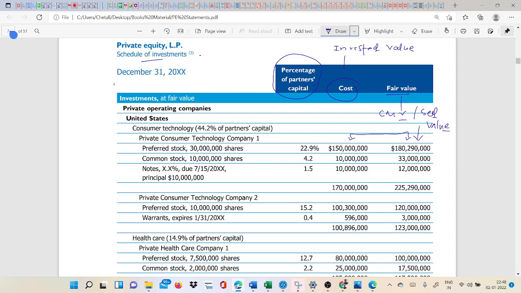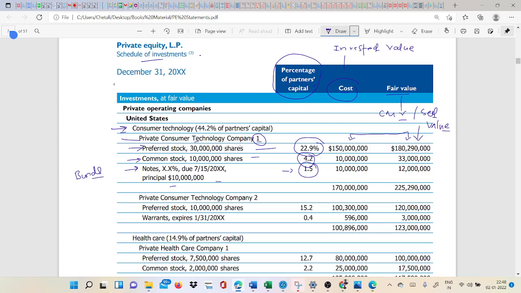See how they are doing the accounting. So the first company is from a consumer technology, right? So company name would be private consumer technology company 1. So how have they invested? They invested into the preference stock, common stock, notes. It means it's bonds, right? See their percentage, 22% into preference, 4.2 into common stock, and 1.5 into notes.